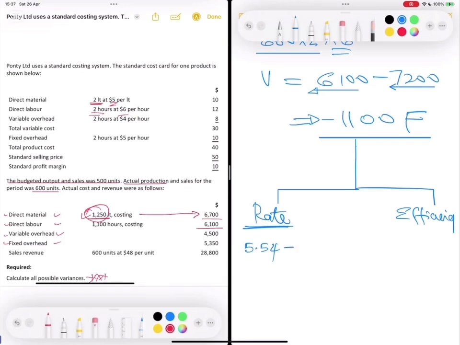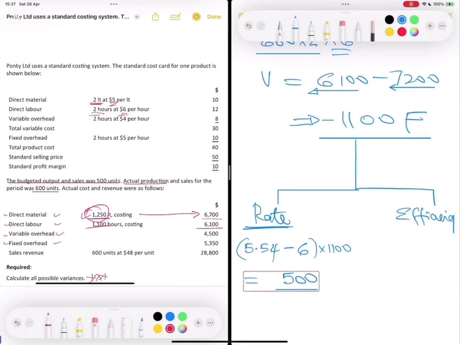But we planned to pay $6 for the actual hours worked. And what is that? 5.54 minus 6 multiplied by 1,100. That's 500. Is this 500 favorable or adverse? Favorable, because the rate is cheaper than we planned to.